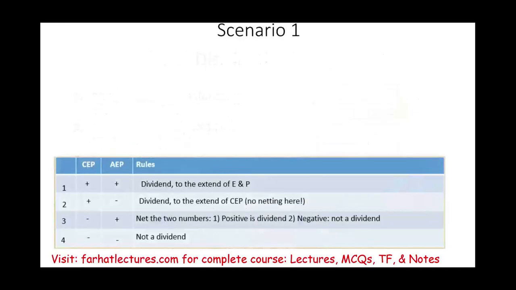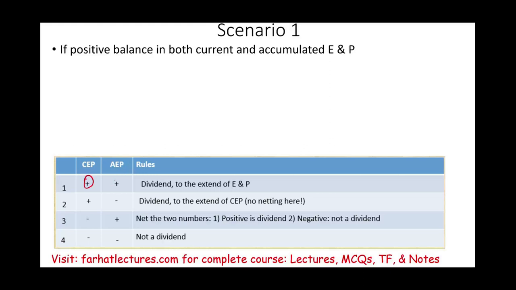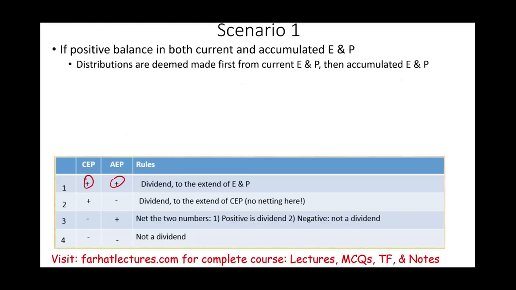Starting with the first one, basically we said we have positive CEP, positive AEP. We still have to know a little bit more about this. If there's a positive balance in both current and accumulated, distributions are deemed first from the CEP. So if you have positive CEP and positive AEP, first you say I'm distributing money from the current year. Then once that's used up, I'm distributing money from AEP, which is also dividend, but first you use up CEP, the current. That's why it's called the current.